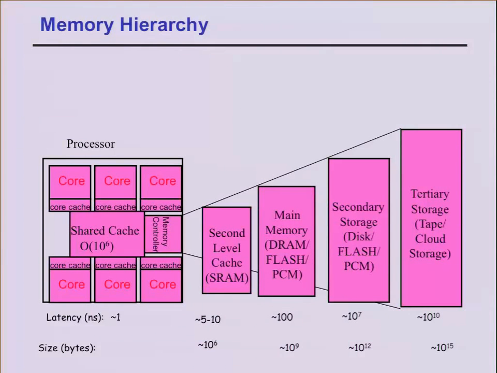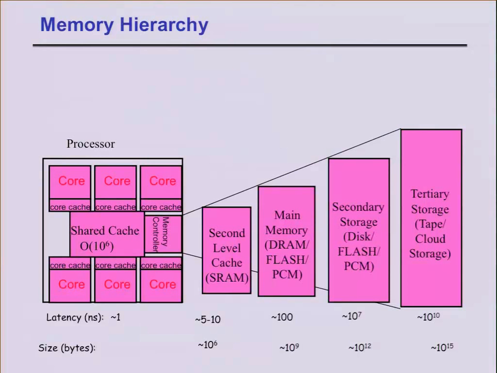Now, on the other hand, the sizes go inversely proportionally. You have about 10 to the 6 bytes on your second level cache. You have about 10 to the 6 bytes overall, but it's being shared amongst 24 cores. And then the core caches are rather smaller. Here you get to main memory. That's where you get to your gigabyte of memory. And as I said, as you get out farther, it's slower.